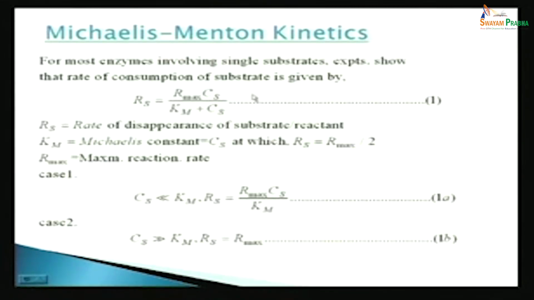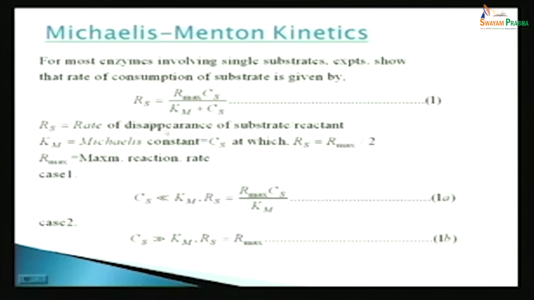What happens is that this rate of reaction Rs is given as Rmax Cs over Km plus Cs. Now, Rmax being the maximum rate of reaction, Cs being the concentration of the substrate, Km being the Michaelis constant. The reason this is so popular and so important is that many of the biological processes that are catalyzed by enzymes follow this reaction kinetics.